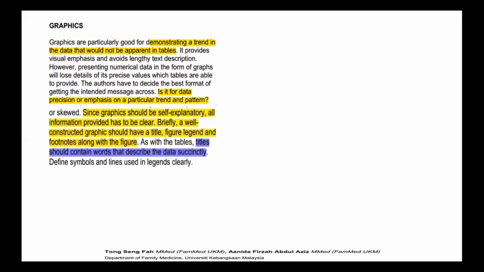Now, it is also important to note that our graphs should be self-explanatory with all information provided clearly on it. And what really makes a graph self-explanatory? Three things make a graph self-explanatory. First is the title, second is the figure legend, and thirdly are the footnotes that are along the figure. Now, it is also important that our title should be concise and clear to the point. We should also define clearly the symbols and lines that are used as legends.